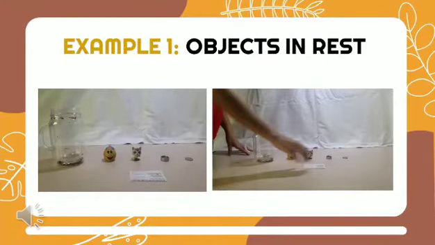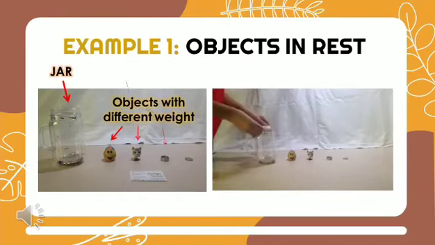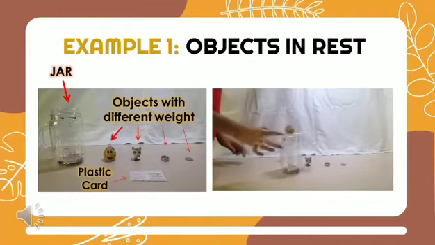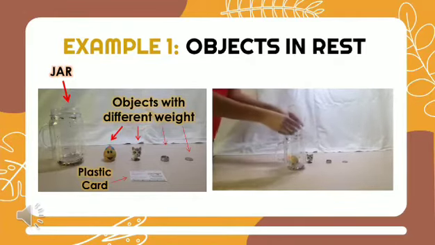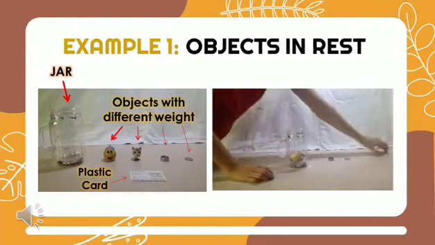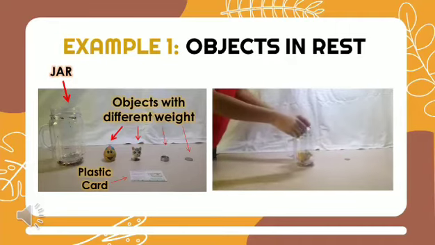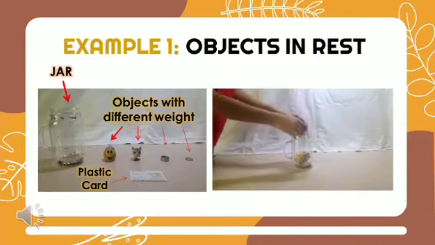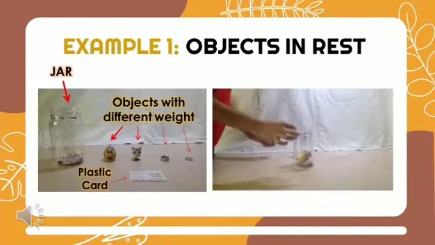So now that I have explained a little bit about the theory, I'll show some examples. The first one is objects that are at rest. The materials I use are a jar, objects with different weights, and also a plastic card. So the first thing I do is place the plastic card above the jar. Then, with the different objects I chose, I place them above the plastic card. For each one of them, I just push the plastic card to see what happens with the objects. So the question here is, what happens?